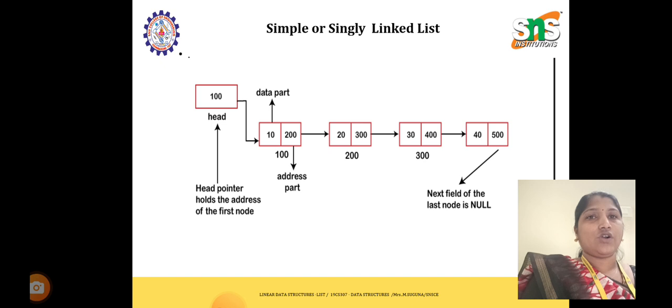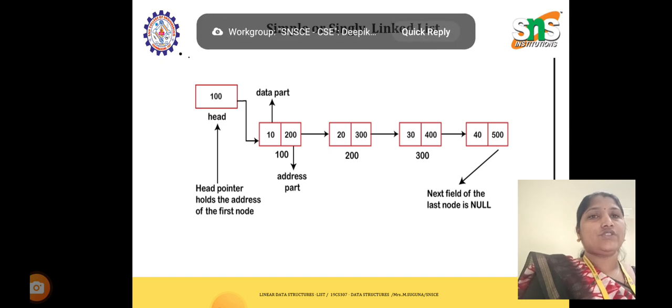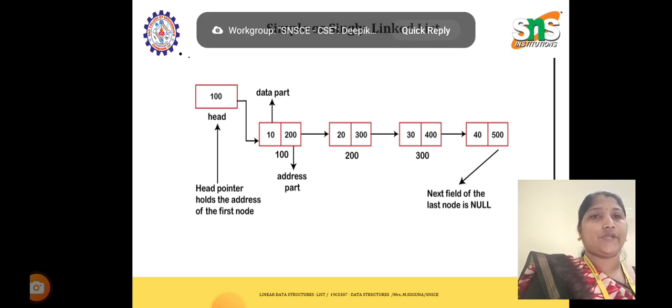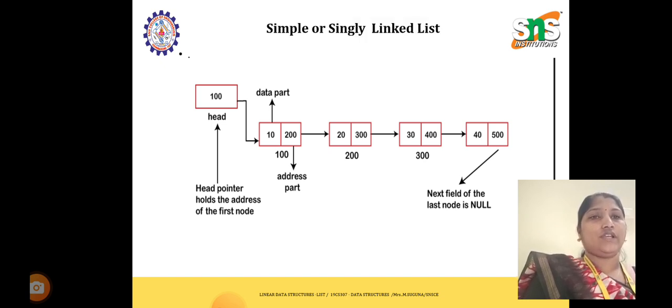So 100 is a pointer, it's not data. It's the head pointer. It holds the address of the first node. So 100 is the pointer to the first data, which is 10. Here 10 is the data and the address of the 10 is 100. The next part of the 10 contains 200, which denotes the address of the next element 20. Similarly it goes on like that.